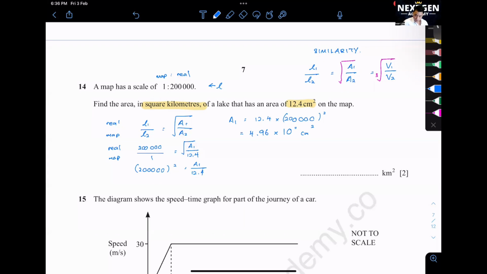Why is 12.4 not A1? Because 12.4 represents the area on the map. I put the map at the bottom and the real one on top, so you just need to fill in correctly. You can also put map over real if you want.